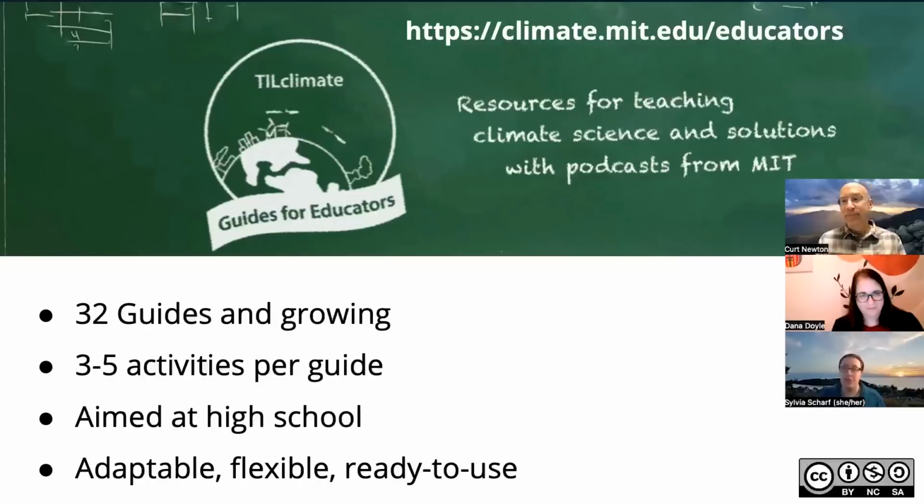And then teachers can choose as few or as many activities out of each of these guides for their students to do. There's about 3 to 5 activities per guide. They're aimed at a high school audience, though depending on the educator, you could definitely age them down to middle school and up to college. They're super flexible. So it's not, you must do this entire unit, but choose this activity here, this activity here, pull together what you want.